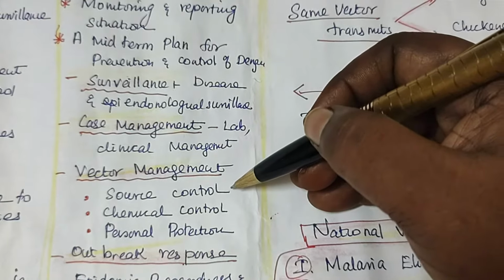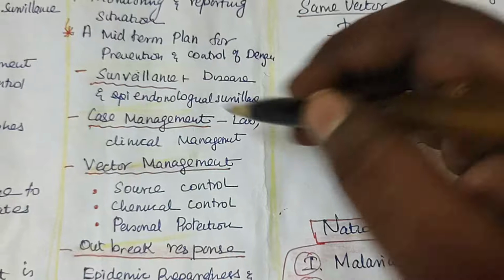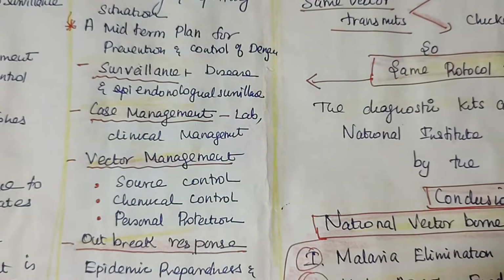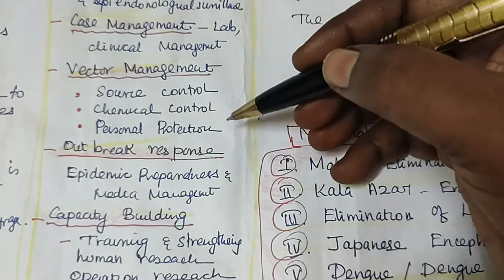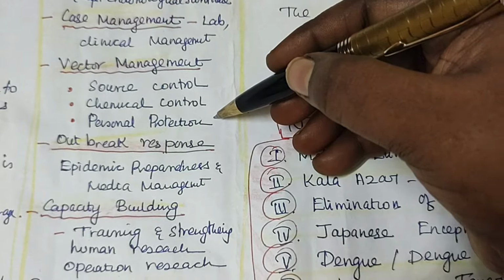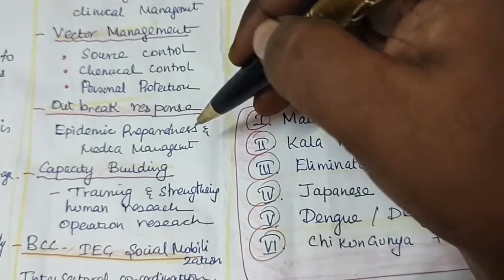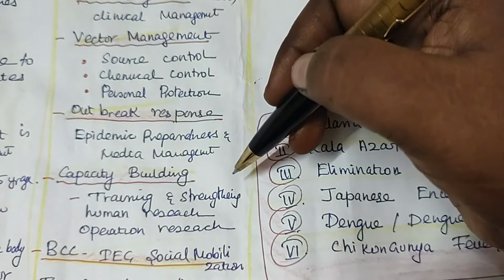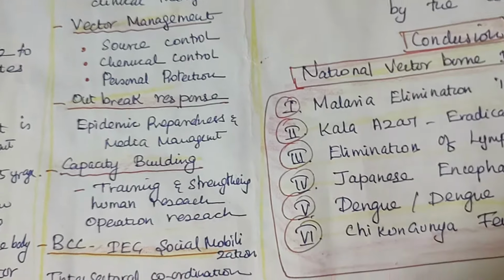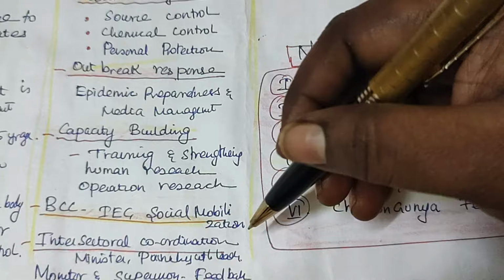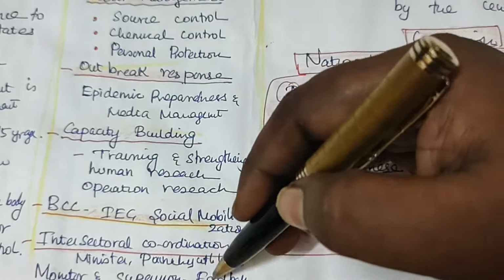Door to door they are sending workers to check refrigerators, open vessels, and storage of water; everything is closed, and all debris from the house is removed. For chemical control, they put chemicals. Then personal protection like mosquito nets, and health education, behavioral changes, wearing long sleeve clothes. Outbreak response and epidemic preparedness should be immediate, and media has to be managed. And capacity building, training, strengthening human resources, and operational research. As I told you, BCC, IEC, social mobilization and intersectoral coordination: ministers, panchayat people, parliament people, supervision and feedback.